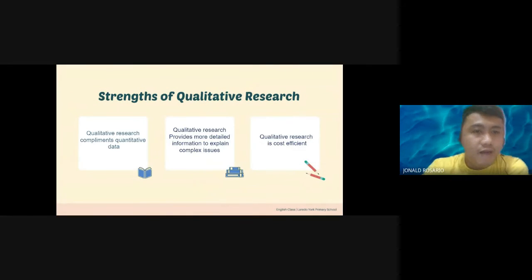Okay, so we have here the strengths of qualitative research. Paki-take down notes po ito. The first one, qualitative research complements quantitative data. Qualitative research provides more detailed information to explain complex issues. And for the last one, qualitative research is cost efficient.